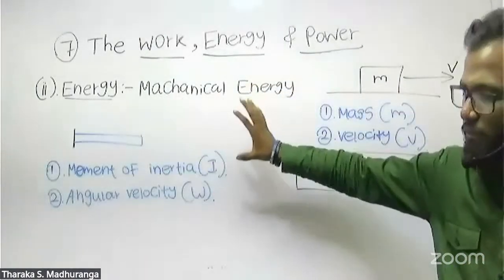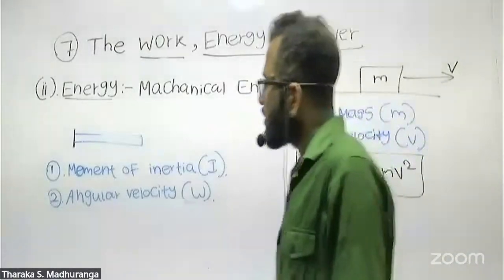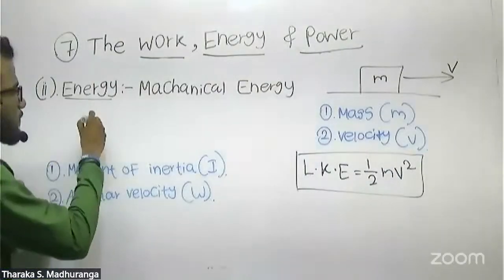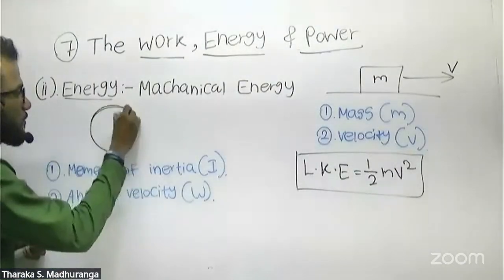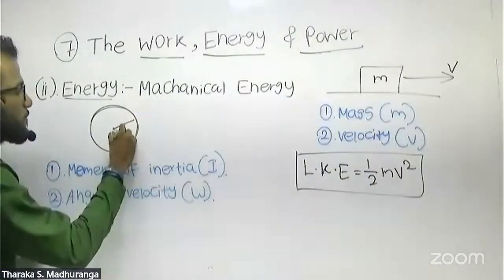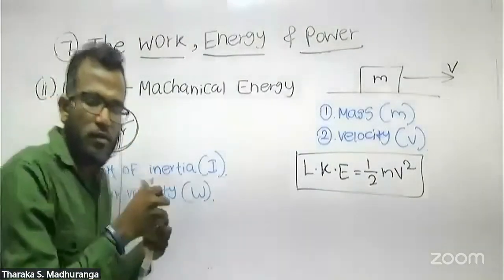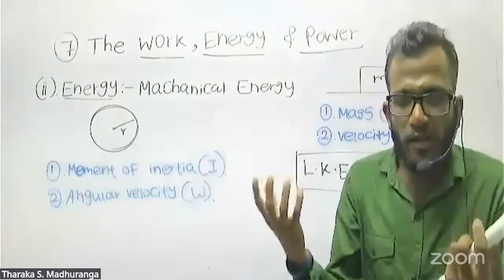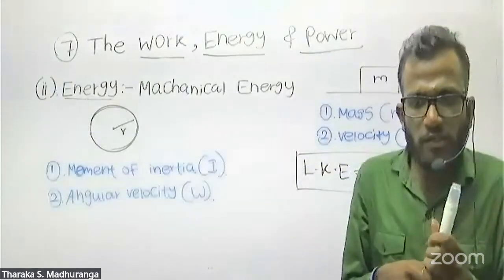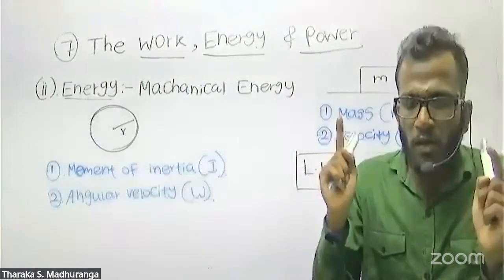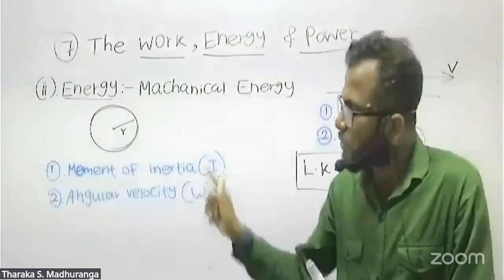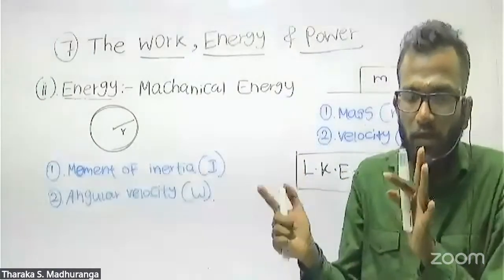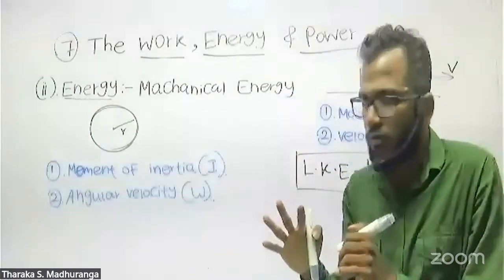There are two main factors affecting any rotational object. Think we have a rotational disc like this. This is a rotational disc. This radius is r. This is rotating. Because of rotating, it stores some energy. It stores some energy that we call the rotational kinetic energy. There are two main factors affecting moment of inertia; you need to go through the rotational motion lesson to understand the moment of inertia.